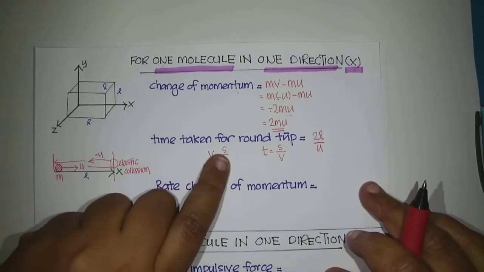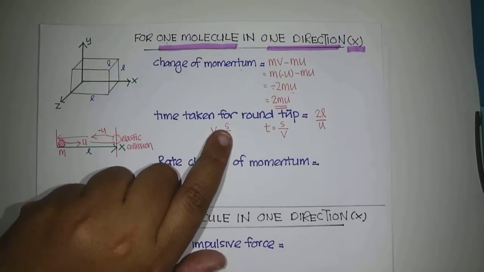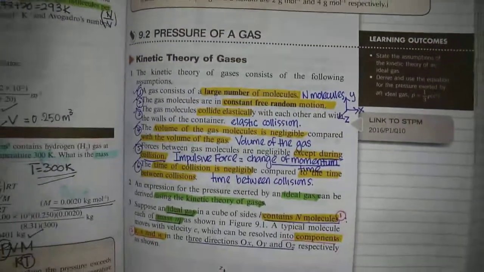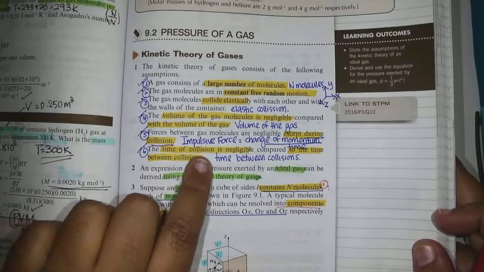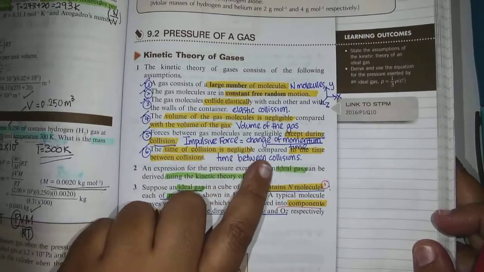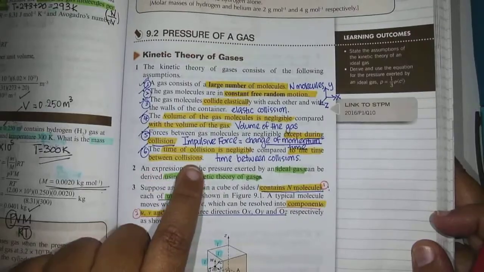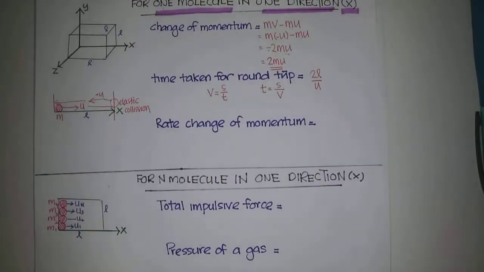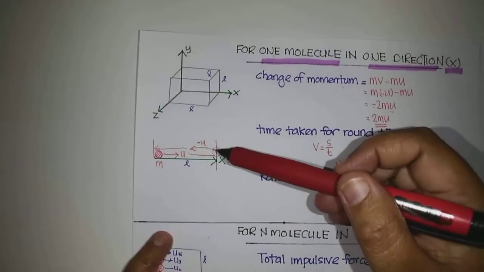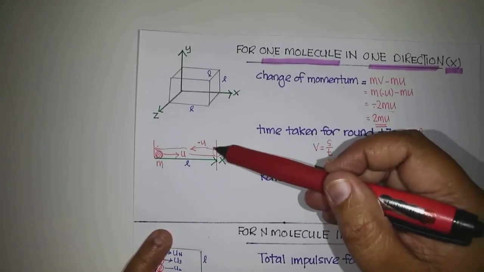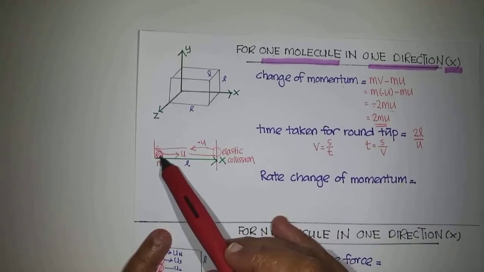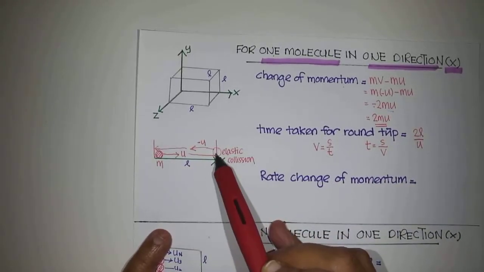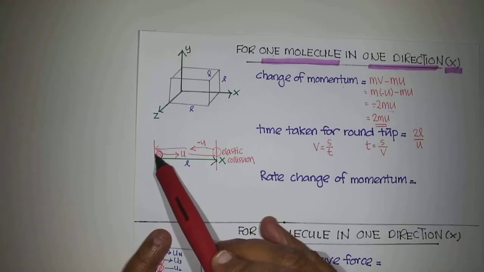The time taken for a round trip, according to the kinetic theory of gases, is in assumption number 6: the time of collision is negligible compared to the time between collisions. What number 6 is trying to say is that we are not interested in the time during the collision. We are interested in the time between collisions. That means from here it goes here and it comes back here, so we want the total time taken for a round trip.